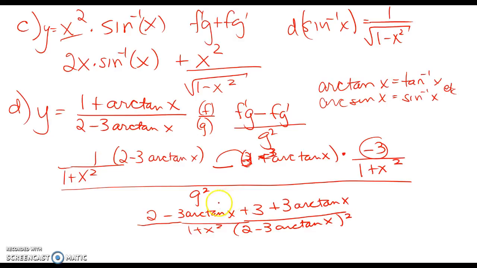Alright, and then this and this cancel out, and we have 5 over, whoops, that should be in parentheses, 1 plus x squared, 2 minus 3 arctan x. Alright, that was a little crazy, but it worked. It's just a matter of not losing signs, right? Alright, let's look at another example.